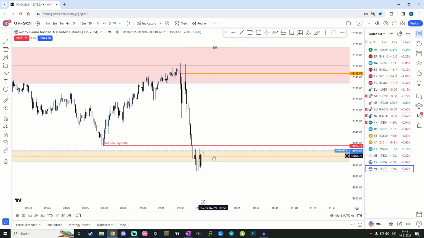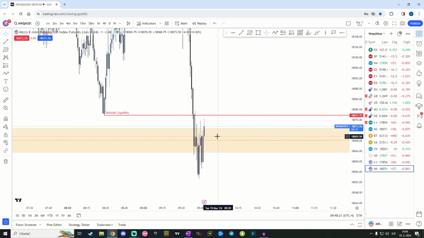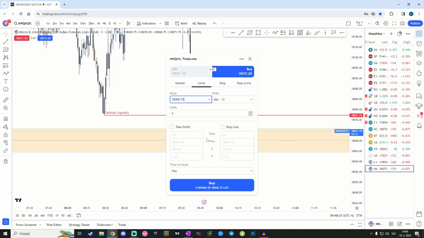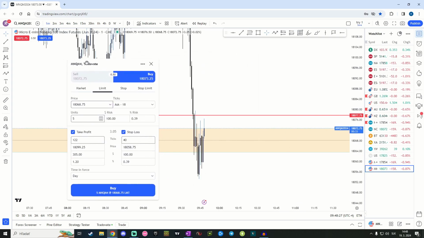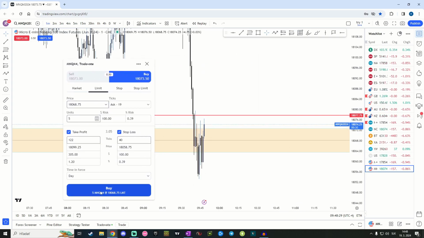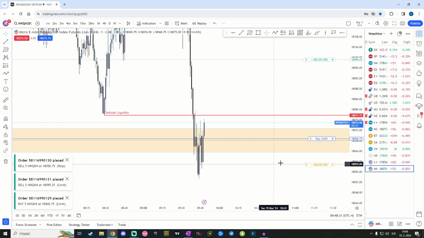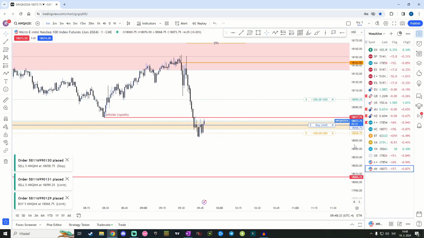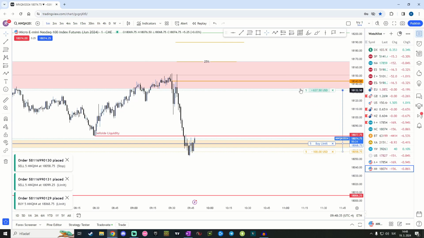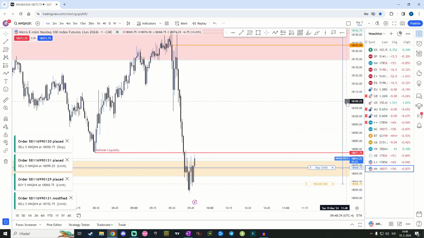So I'm looking at the market. So there is a possibility to go long here. So I might take it. So I'm putting my limit here. I'm just putting the TP over here. For sure, I will not get it.